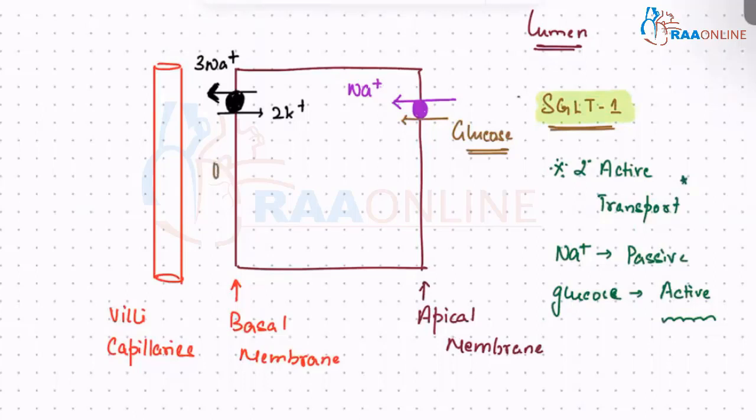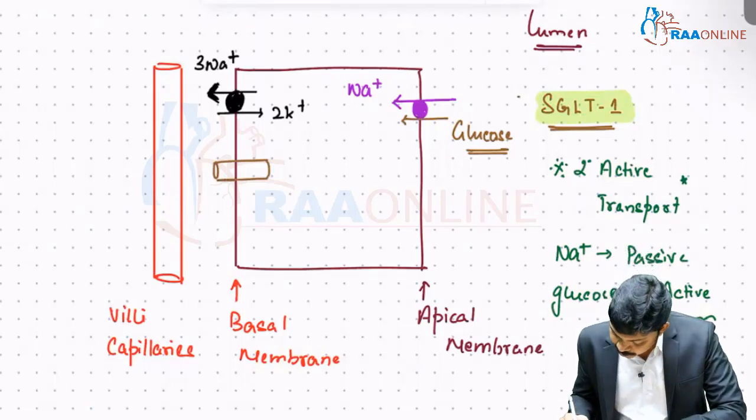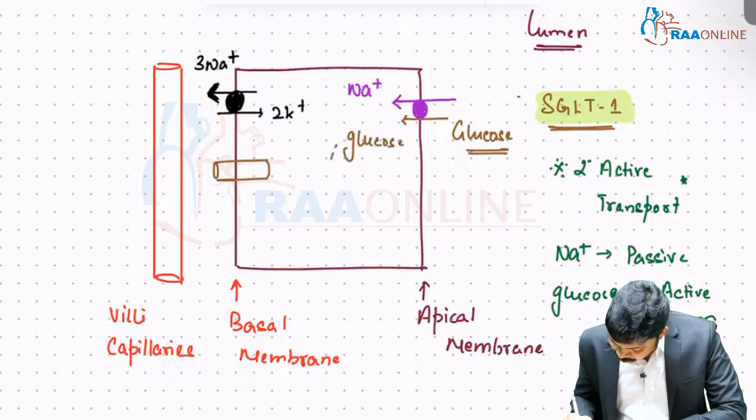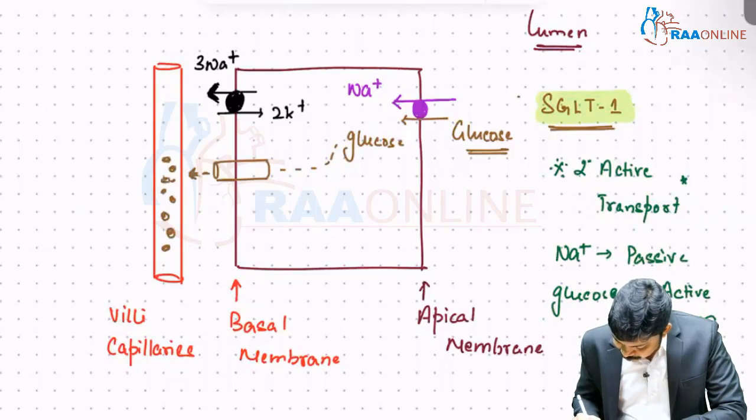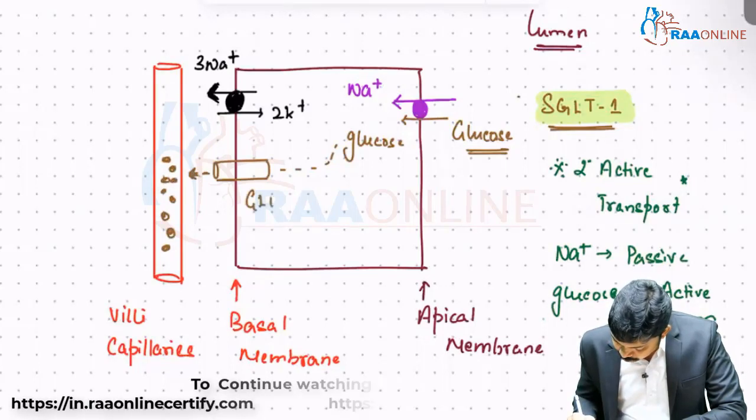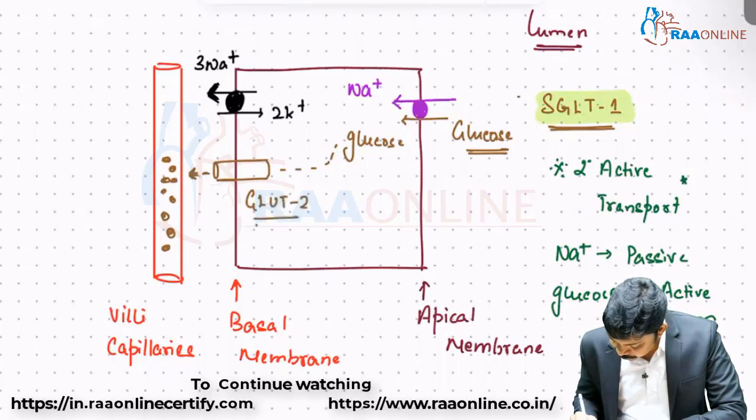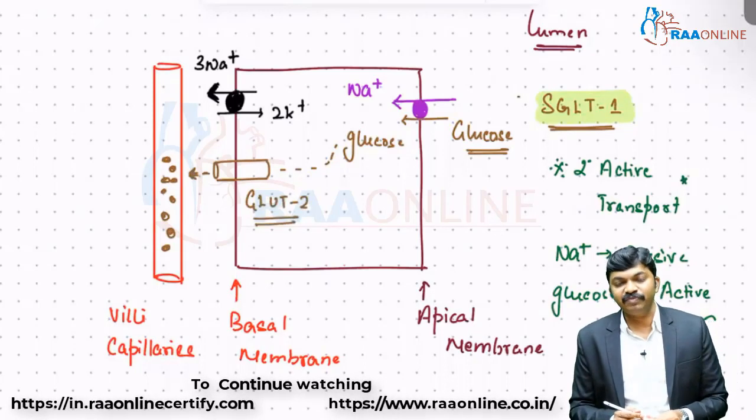Once glucose enters the cell, the exit of glucose out of the cell is by facilitated diffusion, and the transporter that takes glucose out of the cell through the facilitated diffusion process and into the villi capillaries is the GLUT2 transporter, and GLUT2 transporter belongs to facilitated diffusion.